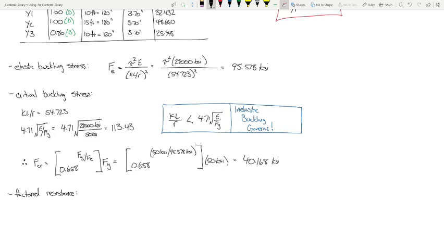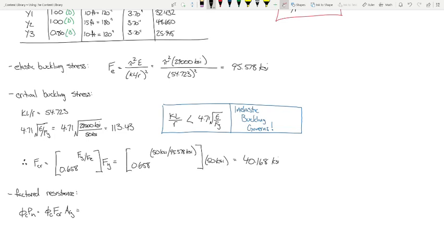So now, if I want to compute the factored resistance, phi Pn, it's just phi F critical times the area. So again, the final equation is set up a lot like a tension member. It's a phi value times an area times some stress. It's just to get to that stress, there's a lot of hullabaloo to go through.